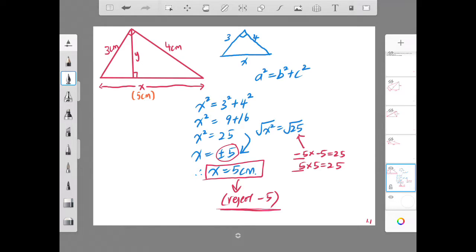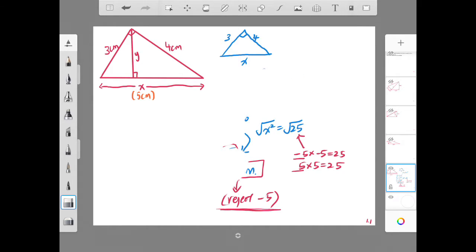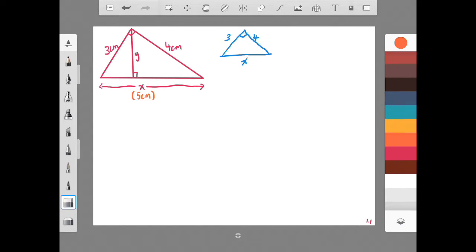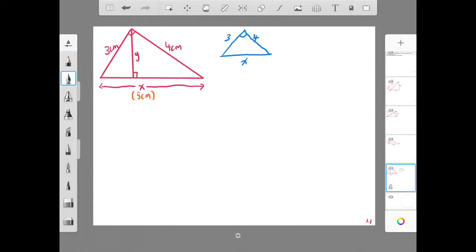how do we find y? Y is slightly more complicated because we have to add some unknowns here. Let me just erase the workings for the first part where we find x. Since now we know that x is 5 cm, I'm going to let the base of this small triangle over here be a.